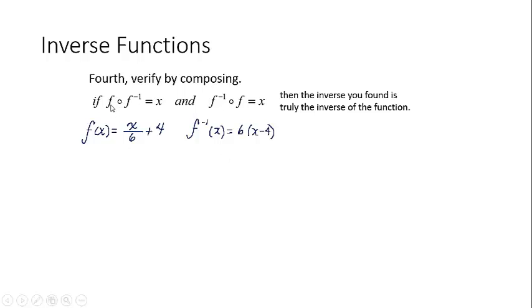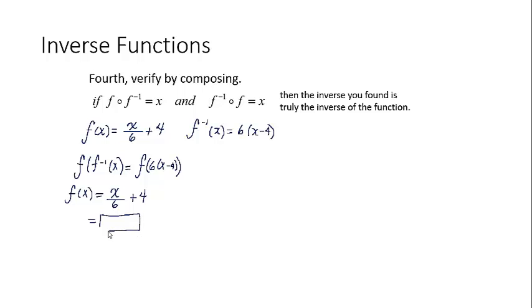Okay, so first I'm going to do f of f inverse of x and check if I get x. So f of f inverse of x means to take the function and evaluate it for its inverse. So I'm going to evaluate it with 6 times x minus 4. I'm going to take the original function, and anywhere there's an x, I'm going to plug in the inverse. So let me do that. Anywhere there's an x, I'll have a box, where I'm going to write the inverse, and that whole thing is divided by 6 and then added to 4.